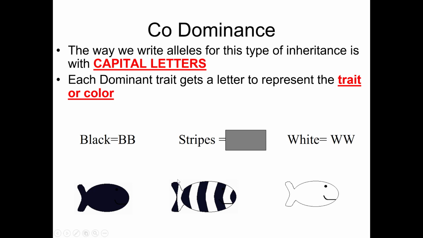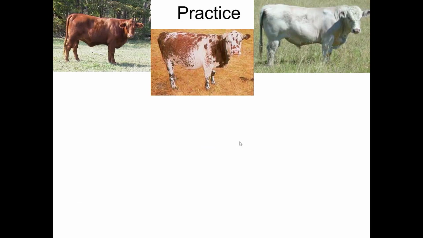Now, the mix or stripes, the heterozygous, it has black stripes and white stripes. So that's how we indicate half black, half white, or half B, half W. So BW. It's not going to get its own letters. It's not that special. It's a mix of the two. So we want to make sure that we have both of those letters present because that's what we are seeing.